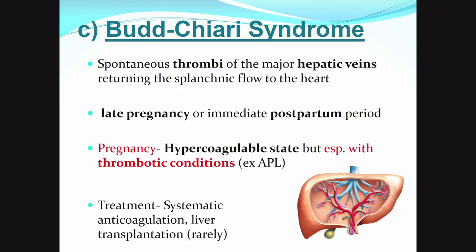Budd-Chiari syndrome, we know, is the spontaneous thrombosis of the major hepatic veins returning the splanchnic flow to the heart. A pregnant lady could get this situation in late pregnancy, even after the postpartum period. We all know pregnancy is a hypercoagulable state. If a pregnant woman is prone to thrombosis, like a lady with a background history of antiphospholipid syndrome, she could end up with this kind of medical problem. So you need to suspect those things, diagnose, and may need treatment with systemic anticoagulation.